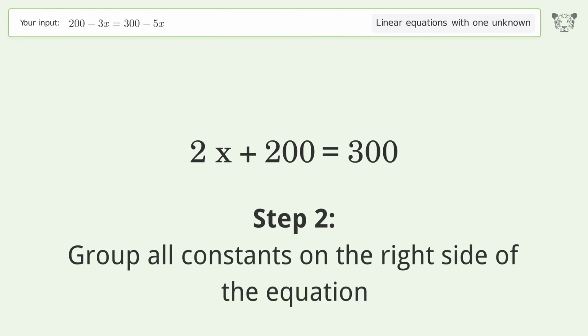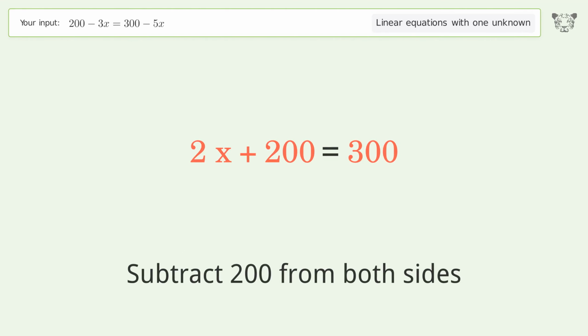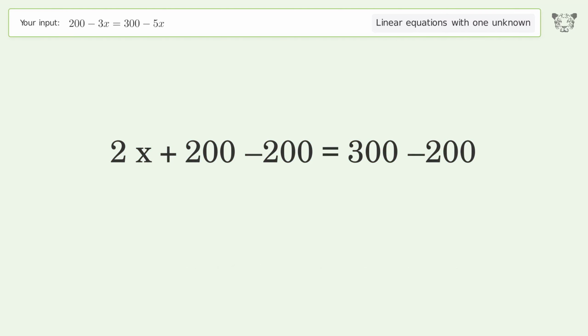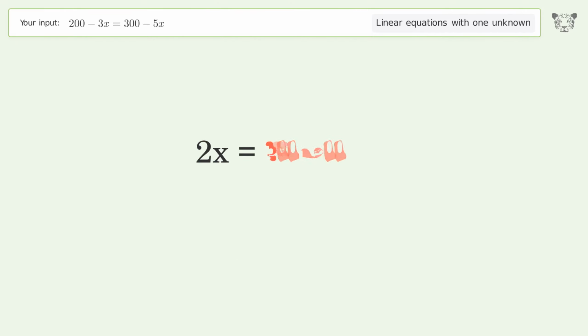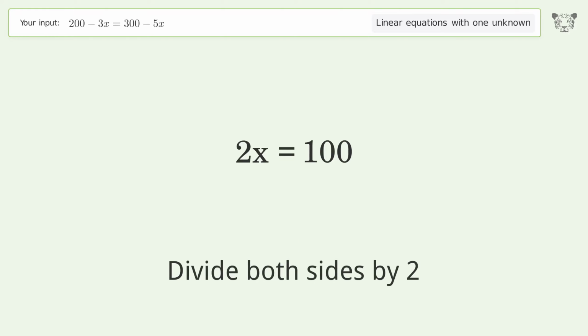Group all constants on the right side of the equation. Subtract 200 from both sides. Simplify the arithmetic. Isolate the x. Divide both sides by 2.